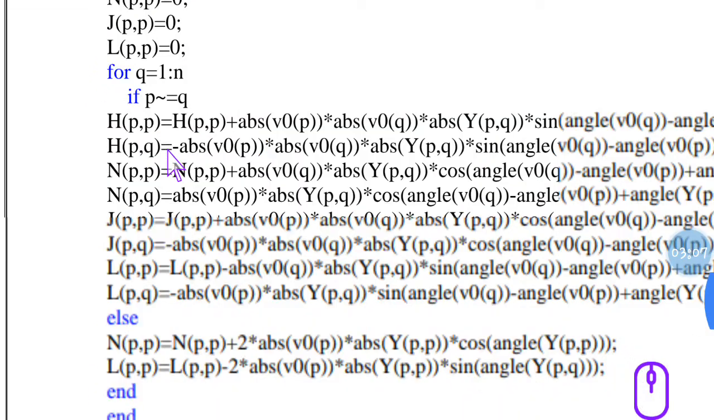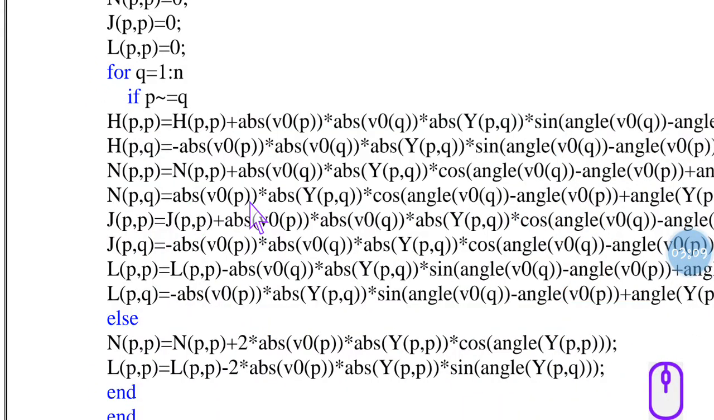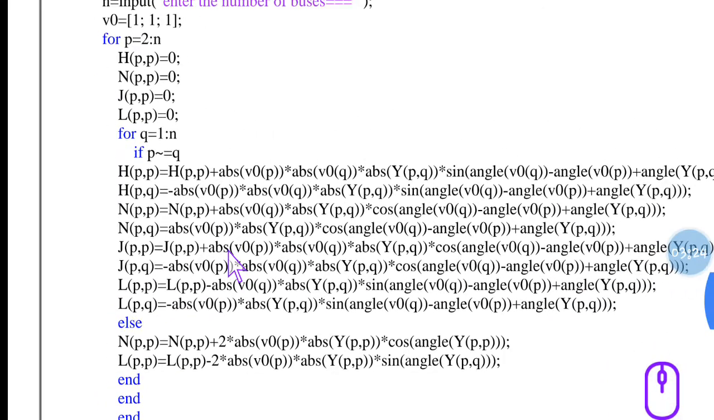Now I told you that for each individual H, N, M, L matrix, the diagonal and off-diagonal values have to be formed. H of PP means diagonal. H of PQ means off-diagonal. N of PP means diagonal. N of PQ means off-diagonal. J of PP means diagonal. J of PQ means off-diagonal. L of PP means diagonal, and L of PQ off-diagonal. Then how to form this?